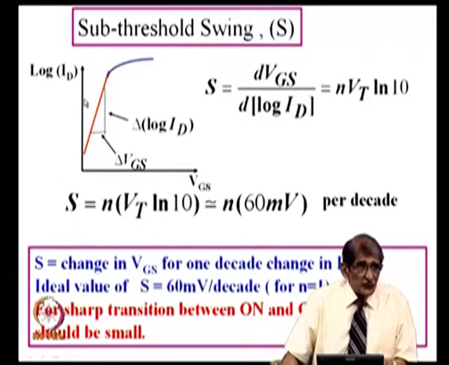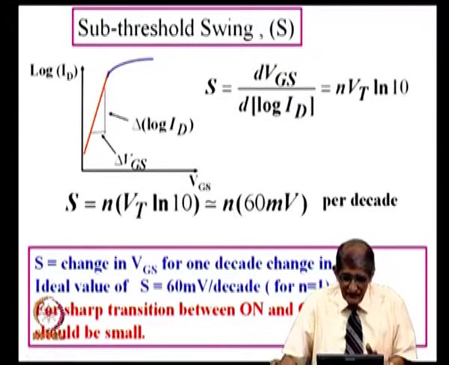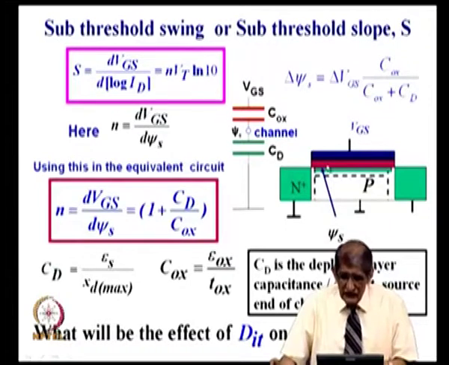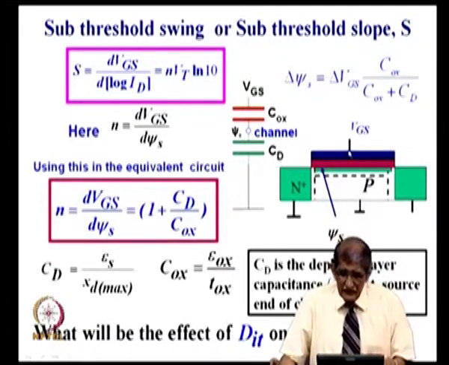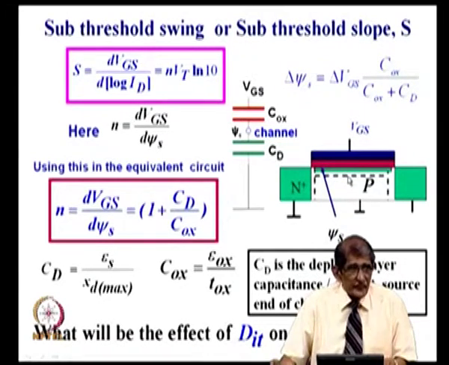So, there is a need to reduce the threshold voltage, therefore there is a need to keep this subthreshold swing as sharp as possible. There is a need to make n as close to 1 as possible. Now we will see what are the factors which affect this n. That can be done by taking this equivalent circuit. Below threshold voltage, the applied voltage is shared between the oxide and the depletion layer, and between the gate and the substrate you can draw an equivalent circuit of C_oxide in series with C_depletion.